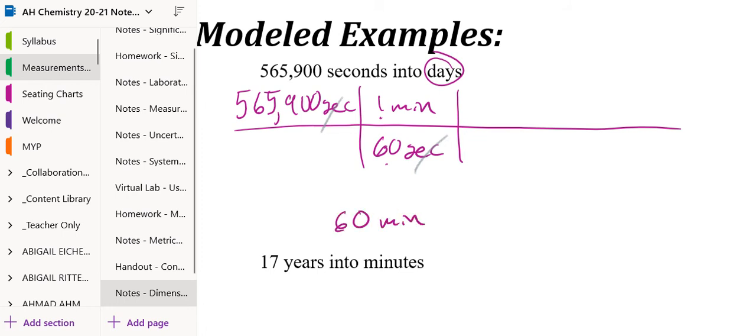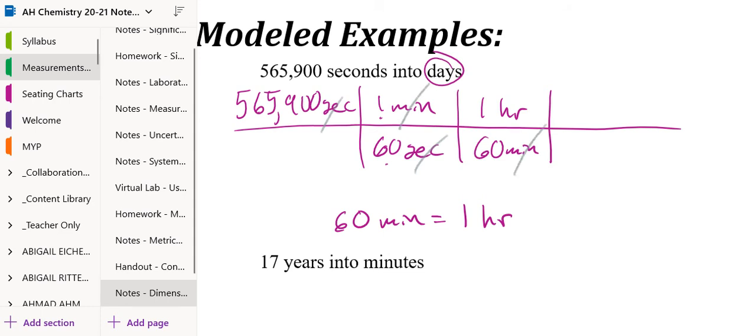60 minutes equals 1 hour. So how are we going to plug that in? We're going to put 60 minutes on the bottom and 1 hour, what it's equal to, on the top. Why did we set it up this way? So what will cancel out? Cancel out minutes.